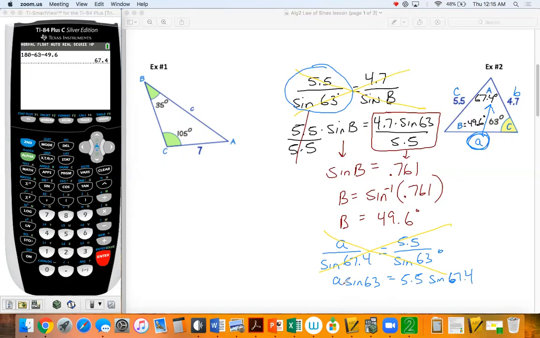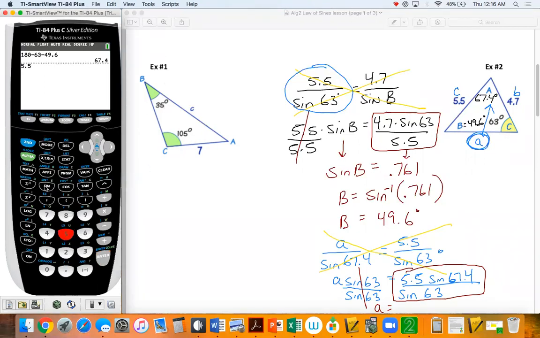Okay, how do you get a by itself? To undo a times sine 63, you divide both sides by sine 63. Whatever you do to one side, you do to the other. Now these will cancel to 1, so we're left with 1a equals whatever all this simplifies to. So back to the trusty calculator, we've got 5.5 sine 67.4, close the parentheses, divided by sine 63, enter, 5.69, which to the tenths will round to 5.7. So that is our a length, 5.7, which I will put into the picture. Okay, so now we have found all three angles and all three sides using law of sines and some geometry, and this one is all done.